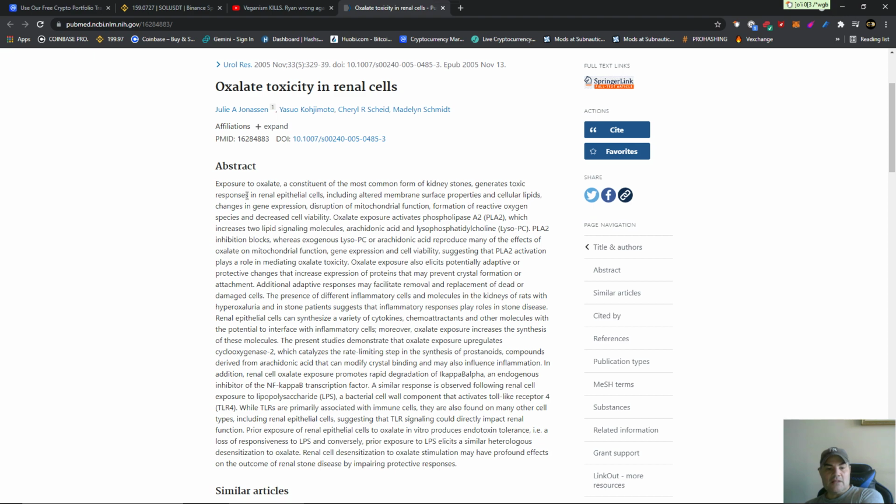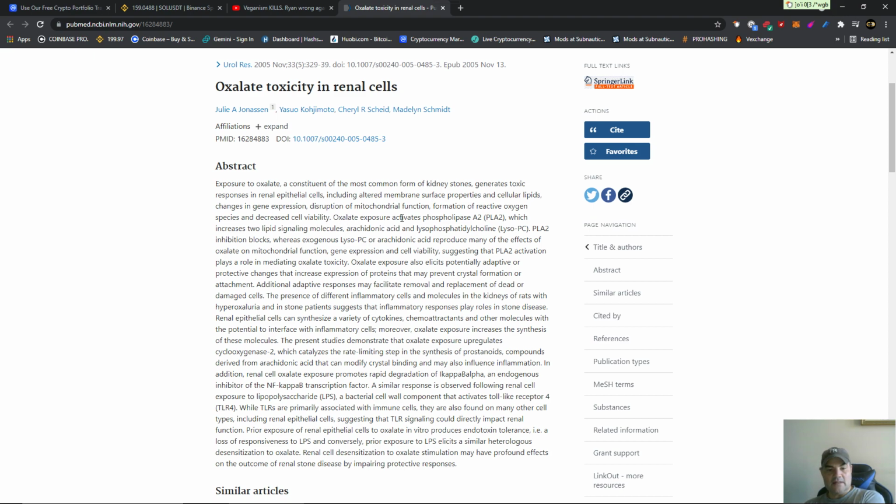Formation of reactive oxygen species and decreased cell viability. What does that mean? That means oxygen and CO2 aren't crossing the cell membrane efficiently because oxalates damage it. And you're decreasing cell viability, which means you're mutating or inhibiting a cell dividing in two and creating its successor.